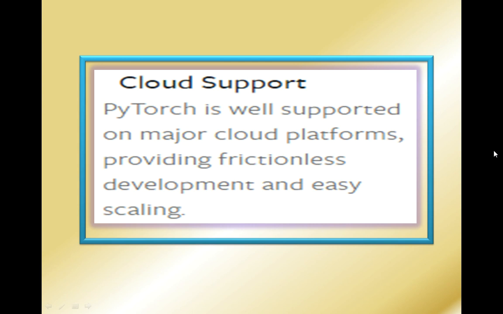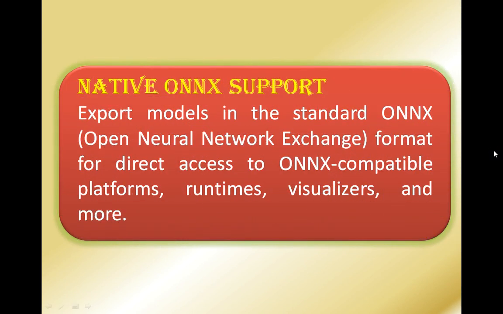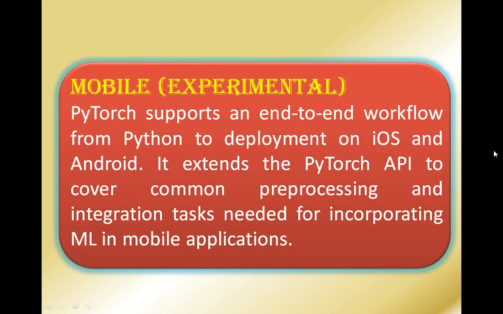Next is native ONNX support. Export models in the standard ONNX, which is known as Open Neural Network Exchange format, for direct access to ONNX compatible platforms, runtimes, visualizers, and more. Next is mobile, which is experimental. PyTorch supports an end-to-end workflow from Python to deployment on iOS and Android. It extends the PyTorch API to cover common preprocessing and integration tasks needed for incorporating ML in mobile applications.